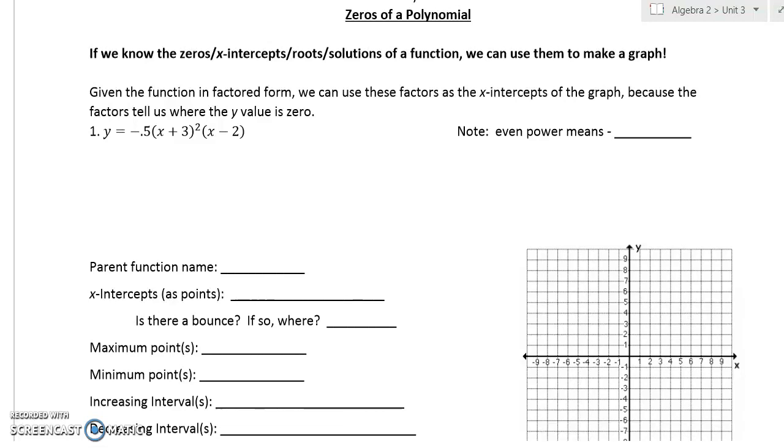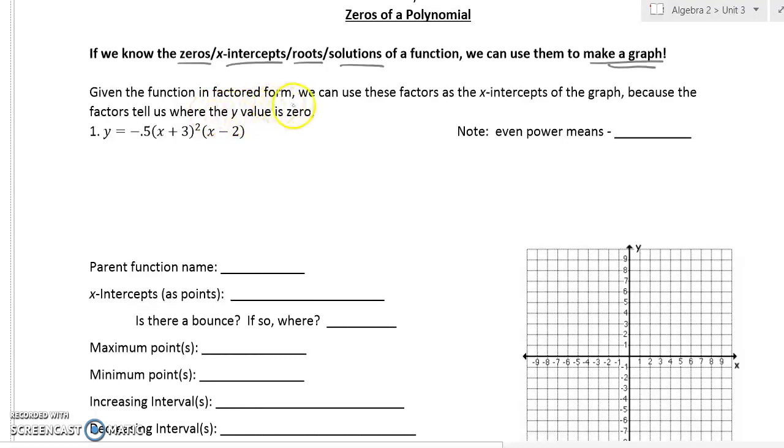So let's get started. Now we know that zeros, x-intercepts, roots, and solutions of a function can be used to make a graph. We know that these are the points where the graph touches the x-axis. Now we're going to see what we can do with some of the information, and given an equation we're going to find all the information requested for us.